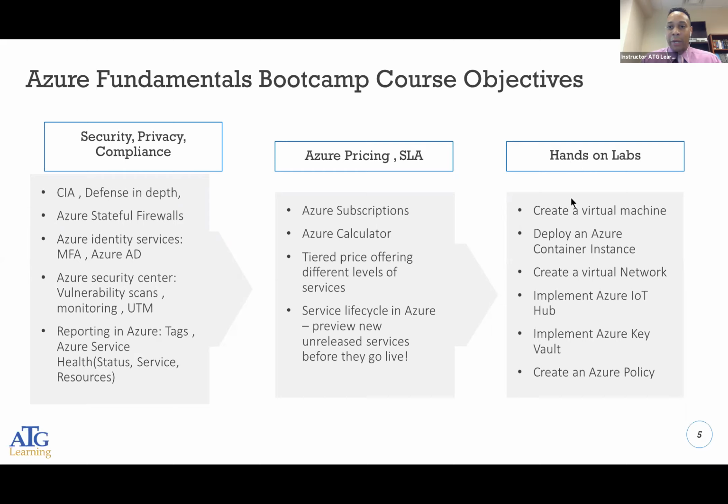Speaking of lab environment, you can create a virtual machine, right? Deploy an Azure container instance. We talked about Docker and Kubernetes. Create a virtual network, right? These are some of the computing resources that you're going to be able to manage. We want to make sure our network is up.